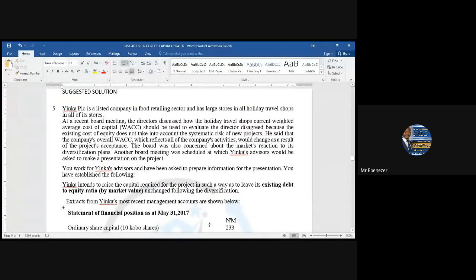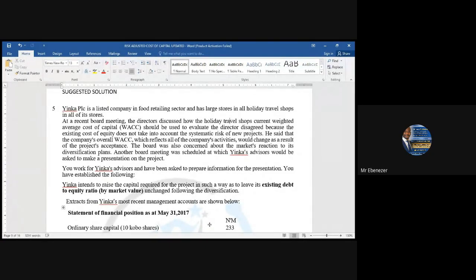Please, can someone read Yinka PLC? Yinka PLC is a listed company in the food retailing sector and has large stores. All holiday travel shops in all of its stores. At a recent board meeting, the directors discussed how the holiday travel shops' current weighted average cost of capital should be used to evaluate. The director disagreed because the existing cost of equity does not take into account the systematic risk of new projects.